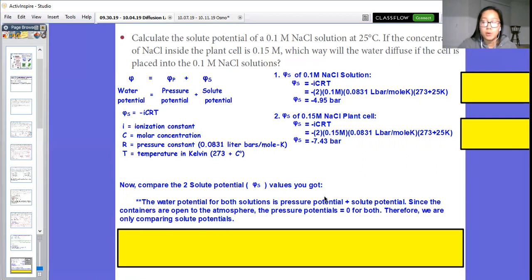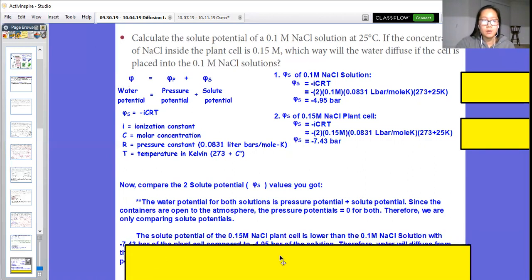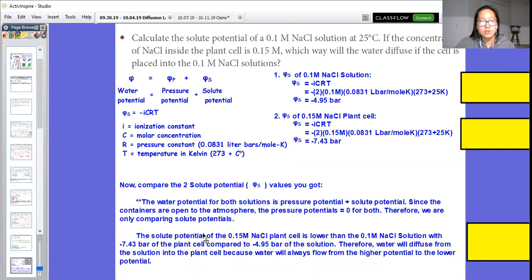Remember, the water potential for both is 0, so we don't have to worry about that. So solute potential equals water potential. So our conclusion here is the solute potential of the 0.15 molar NaCl plant is lower, right? -7 is smaller than -4, than the 0.1 molar NaCl solution, with -7.43 bar of the plant cell compared to -4.95 bar of the solution. Therefore, water will diffuse from the solution into the plant cell because water will always flow from the higher potential to the lower potential. And this is how you make your conclusion based on calculating these two.